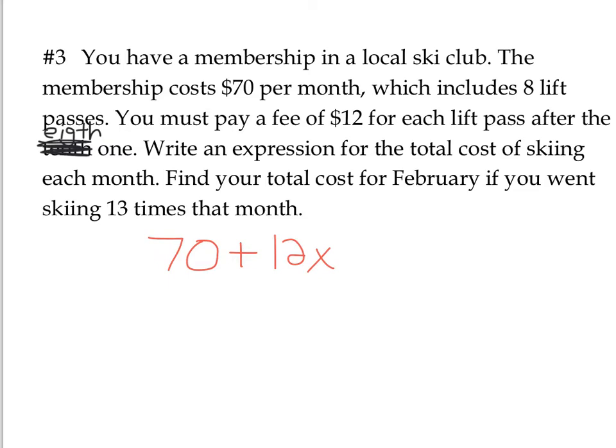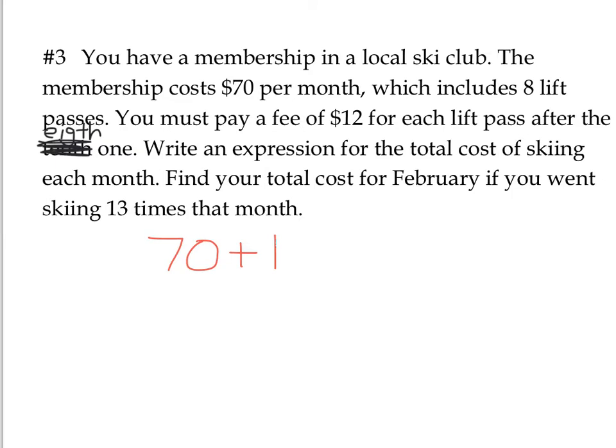So we could do a couple things here. We could say that x is the number of lift passes more than 8. We'd have to write that out and define our variable. Or we can do x minus 8. The only issue there is, what if we only use 6 lift passes? They're not going to take money away from the 70. We're going to have to pay the 70 no matter what. So we're better off writing this out with just the x.